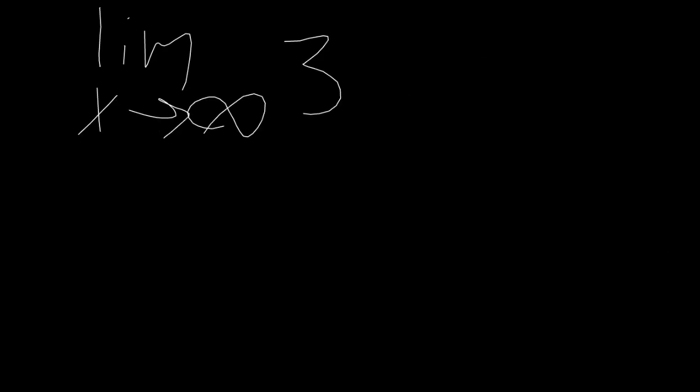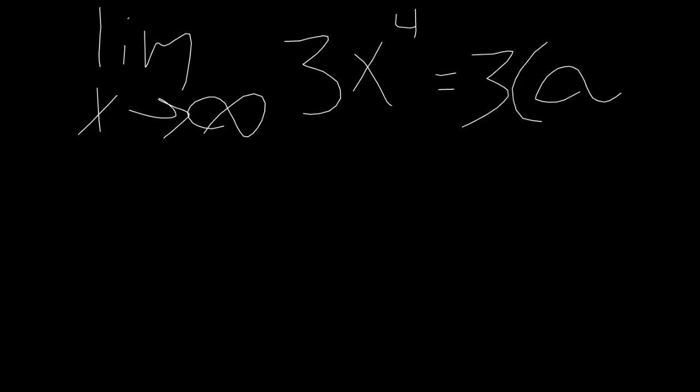All right, let's take a look at the limit as x approaches infinity of 3x to the fourth power. The way I like to approach this would be just to plug infinity into this equation. So what happens when we have 3 times infinity raised to the power of 4? When you raise infinity to the power of 4, it's still infinity. It continues to get bigger. And when you multiply it by 3, it only gets even bigger. So therefore, this is infinity.